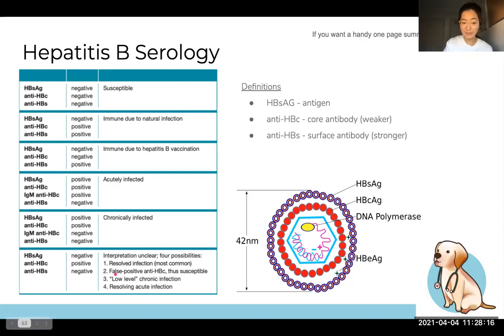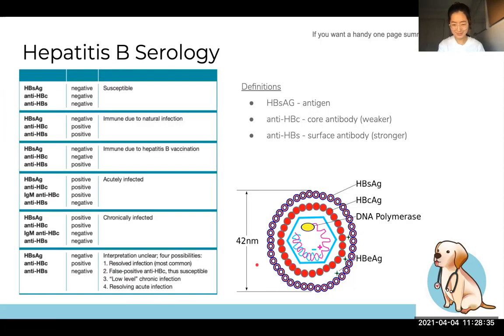Another one is you could have a false positive. So this is actually meant to be negative. Hence, this person would actually be falling in the first category. Next, you can have a low-level chronic infection in which the antigen's just not being produced, not being picked up, or a resolving acute infection as well.